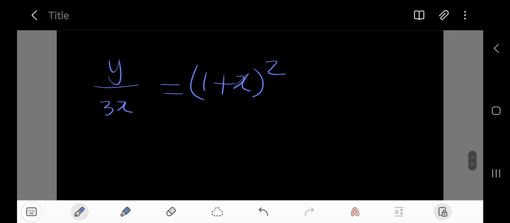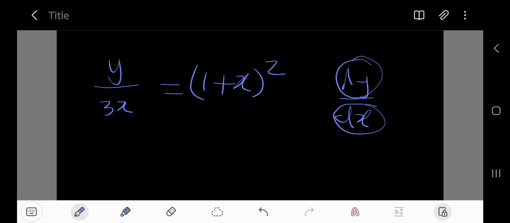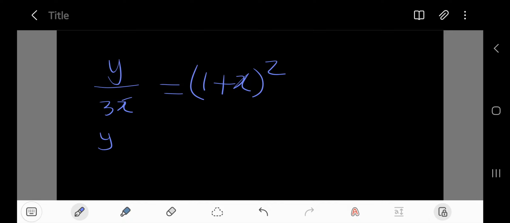So remember, guys, when you're asking for dy over dx, we need to find the derivative of y in terms of x. So we just need to find y. What's y here, right? In order to find y, we need to remove that 3x as a denominator there. Before that, let's expand on the right-hand side.